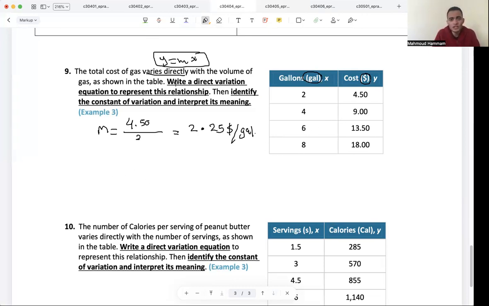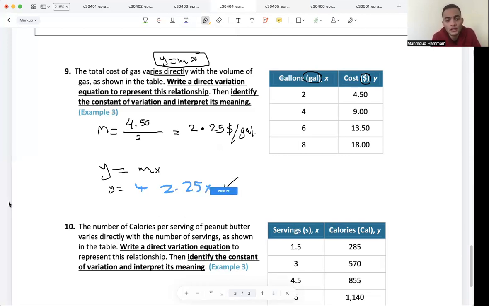I just divided, as long as he said varies directly, I just divide 4.5 divided by 2. It is as if you are saying 4.5 minus 0 over 2 minus 0, but we do not need to write the zeros. So this is the m. Do we have a b? No. In the direct variation, we don't have a b. So y equals mx. What is m? 2.25. So y equals 2.25x. Very good.